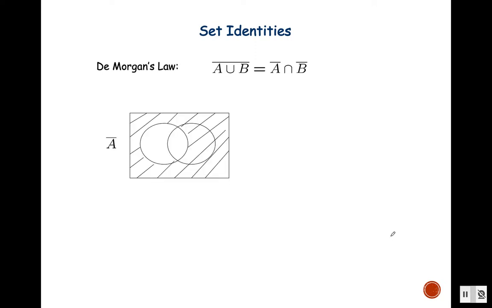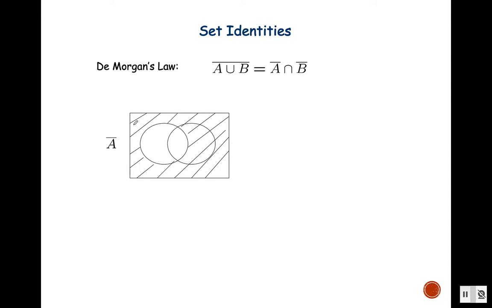So De Morgan's law. If you remember De Morgan's law, we also talked about that in our propositional logic. Okay, so if we have two sets A union B, the complement of them is equal to A complement intersection B complement. Okay, so let's try to prove them by drawing some figures.